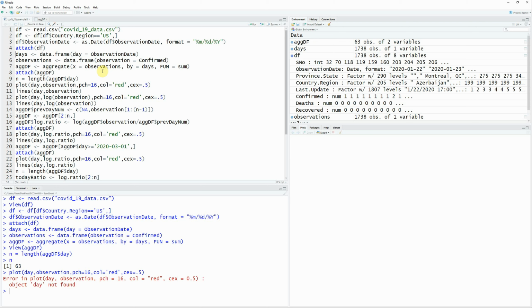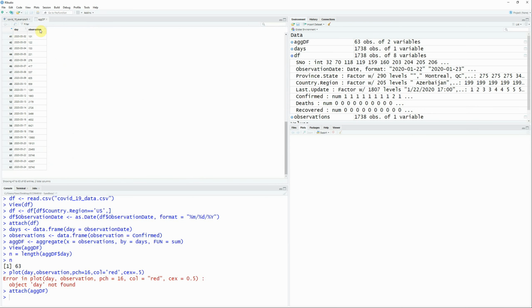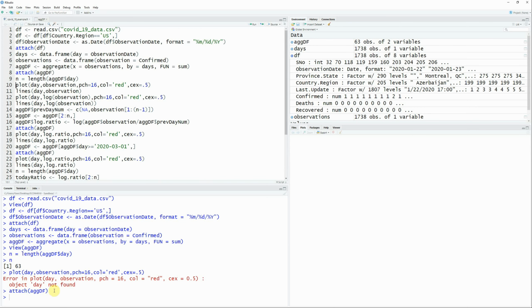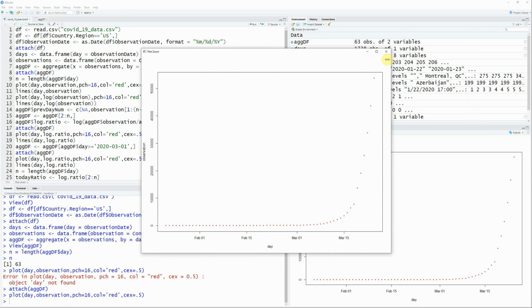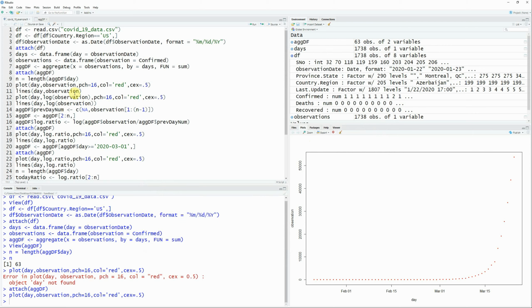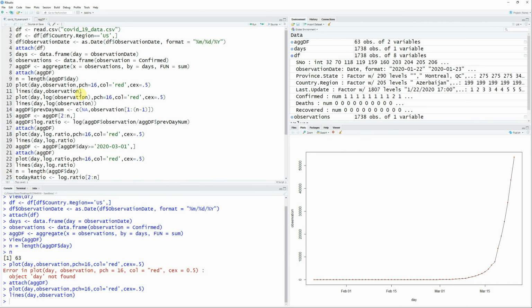I can plot my data and decorate these guys. Oh yeah, I need to attach aggregate df2 to be able to use the variables in that data frame too. I have the variables day and observation. I had not done that, so that's why I got that error. Now I should not get it. So do that, and we just got the points. That's my data, and now I can show the same thing with some lines.